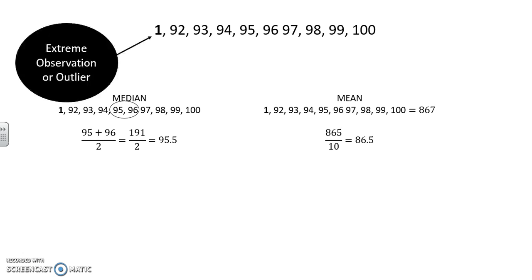Part of the reason why we may not recognize 1 as an outlier is because it's small. But remember, outliers can happen in either direction. It's an extreme observation that is far away from the majority of your data set. When we look at the median, we still got 95.5. But when we look at the mean, now we got 86.5. This 86.5 doesn't quite seem to represent most of our data, as it is significantly lower than even our lowest data point here, 92. Again, we would want to use the median to represent this data and not the mean.